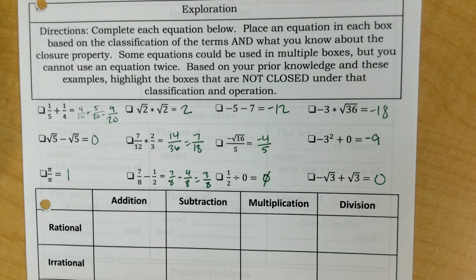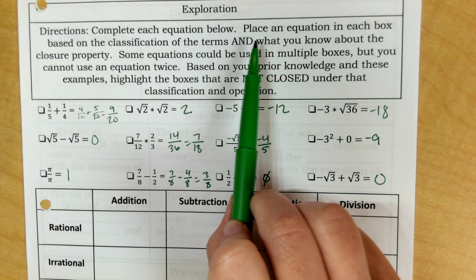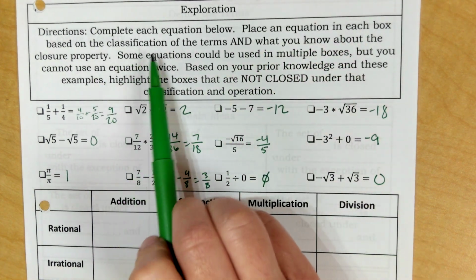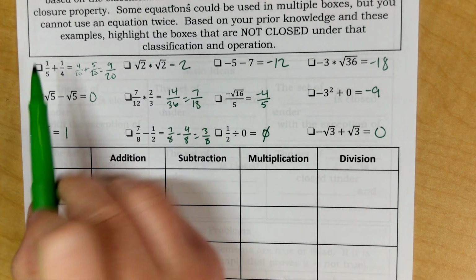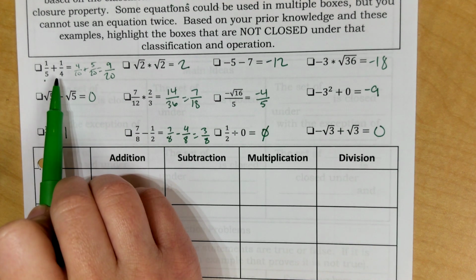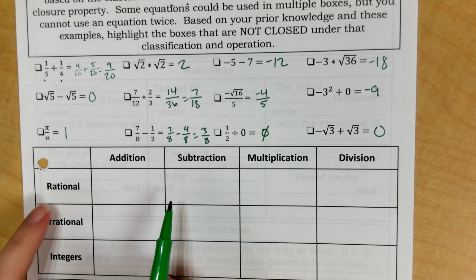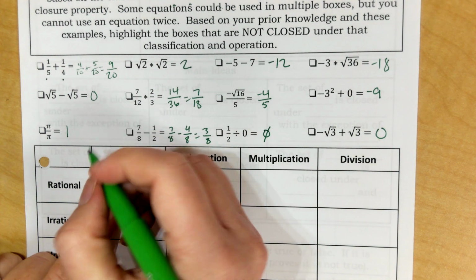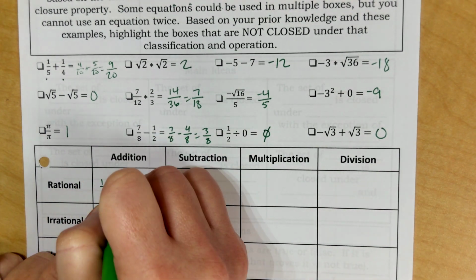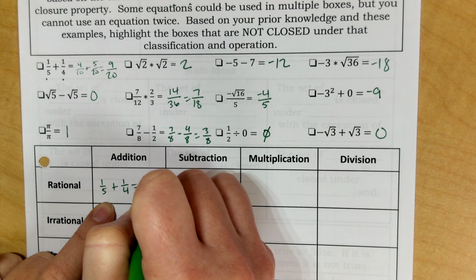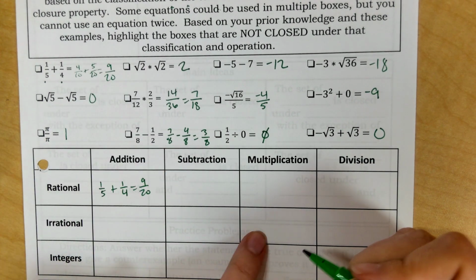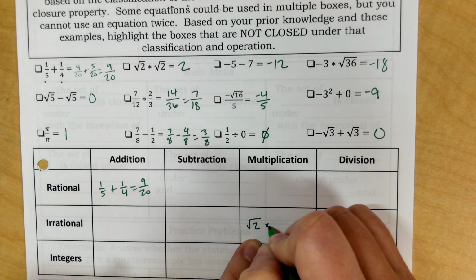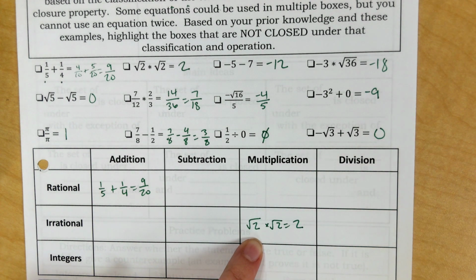Okay, so what happens here as we work through these, the next part of the directions is place an equation in each box based on the classification of the terms and what you know about the closure property. So for example, this is a rational number and this is a rational number, and we're adding them together. So rational and addition. We have 1/5 plus 1/4 is equal to 9/20. Then here I have two irrational numbers and multiplication. So irrational and multiplication, I have square root of 2 times the square root of 2 is equal to 2.